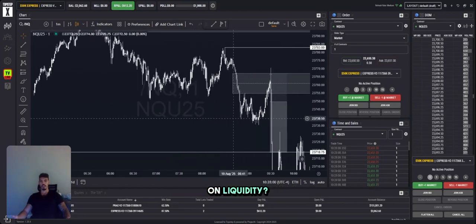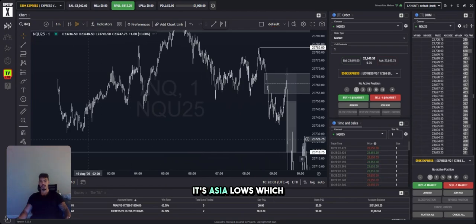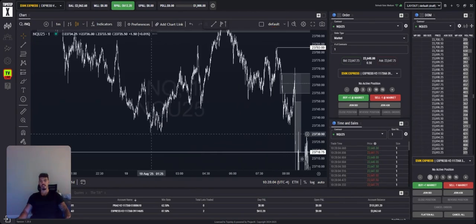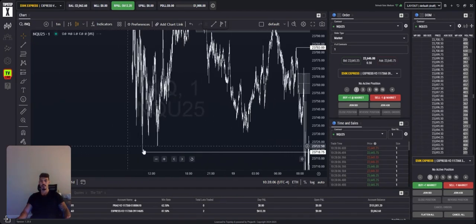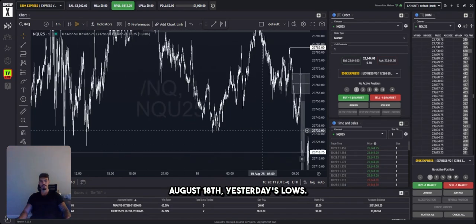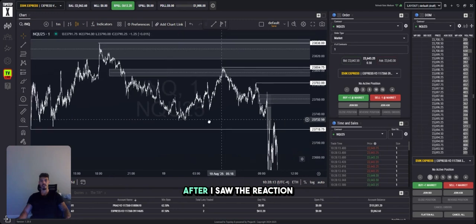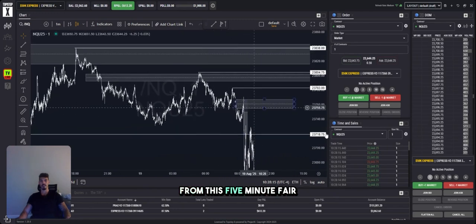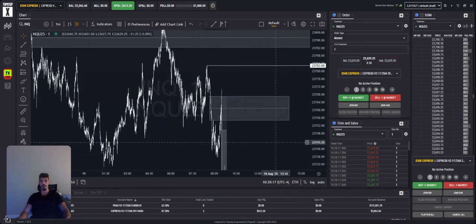What's my next draw on liquidity? It's pretty much A plus. It's Asia lows, which got completely ran through, and ultimately previous day's lows, right? August 18, yesterday's lows. So that was my draw on liquidity after I saw the reaction from this 5 minute fair value gap at market open.